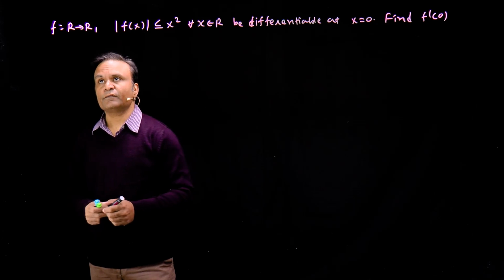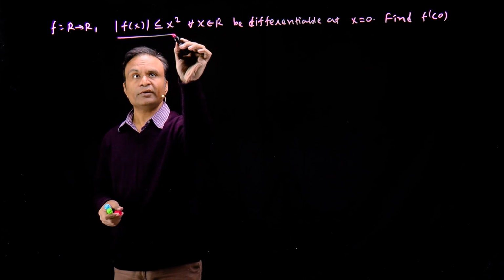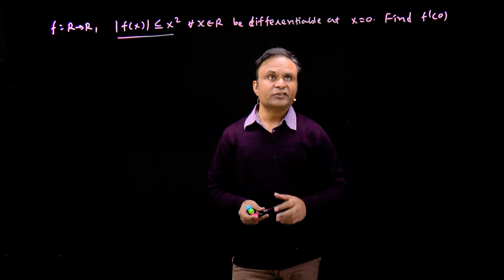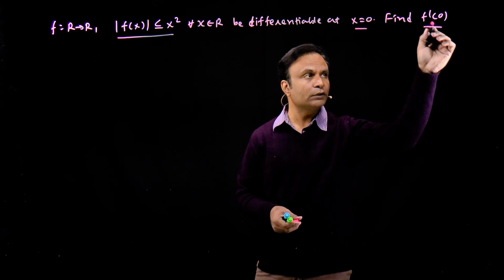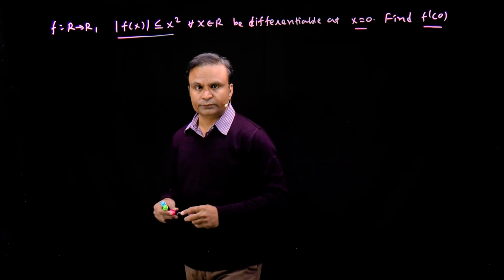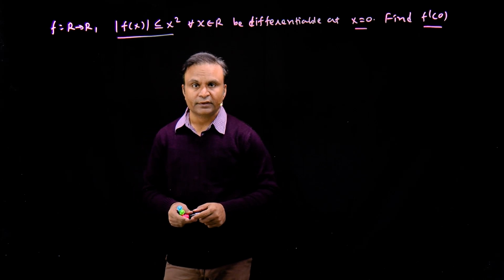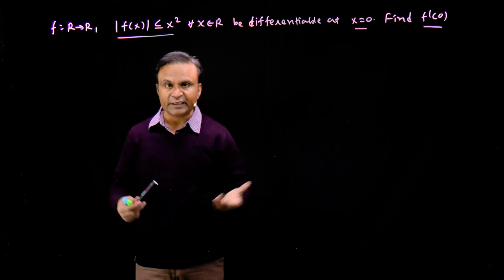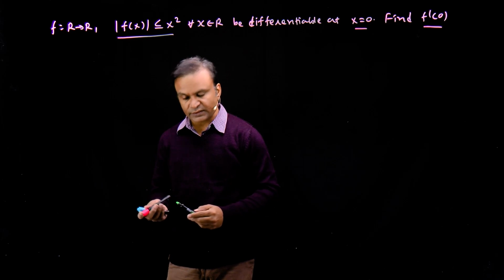Okay, here is the first question. The question is: function f from R to R, modulus of f x is less than or equal to x square for all x belongs to R. This is a differentiable function at x is equal to 0. Then find the value of f dash 0. Now here we have an inequality as a functional relation. In fact, we have a functional inequality here. Okay, now we need f dash 0.